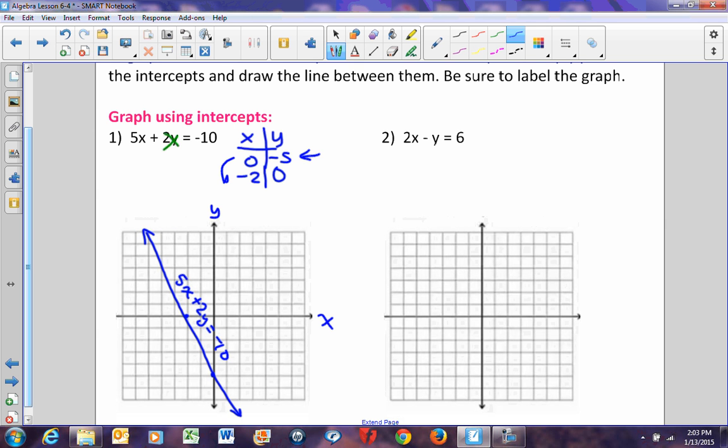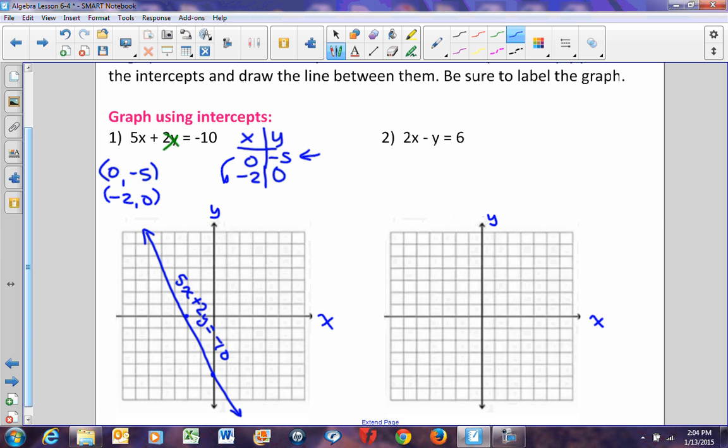Simply plot 2 points, draw your line, because any 2 points make a straight line. Hopefully they're the right 2 points. Okay, so you could either plot the x-intercept as negative 2 and y-intercept as negative 5, or you could read the points. 0, negative 5 is one coordinate point. Negative 2, 0 is the other coordinate point. There's negative 2, 0. There's 0, negative 5. Same thing.